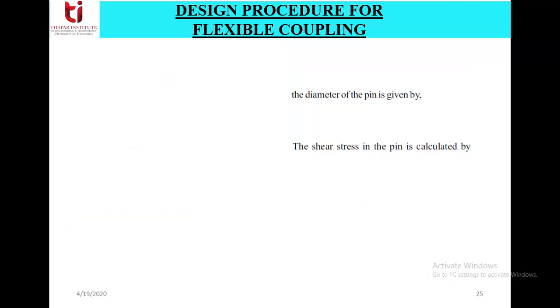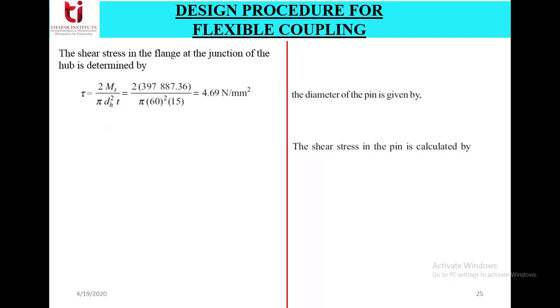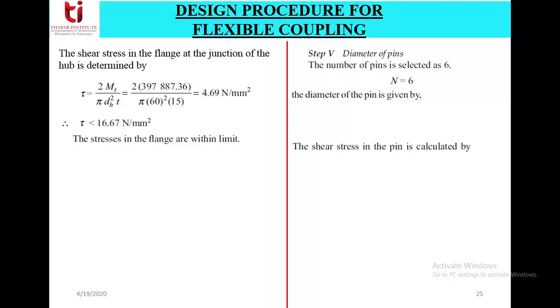Further, let us say the shear stress in the flange at the junction of the hub. This is also given by 4.2 Mt by pi dh squared t. It will come out to be 4.69 megapascal, which is also less than 16.67, and hence the stresses are within the permissible limits always for the flanges.